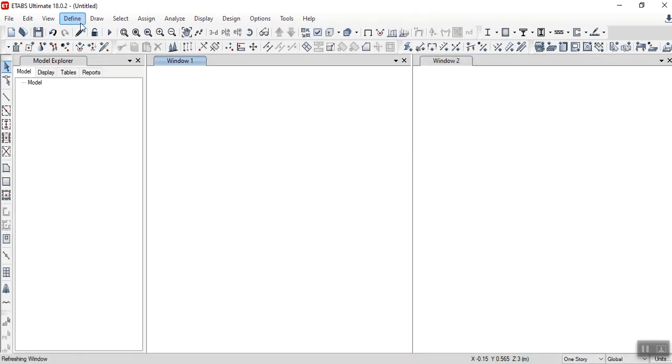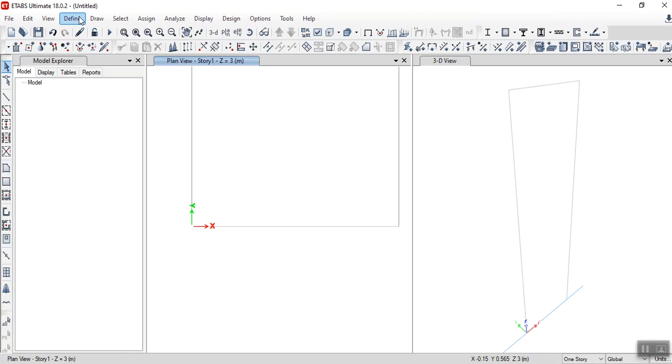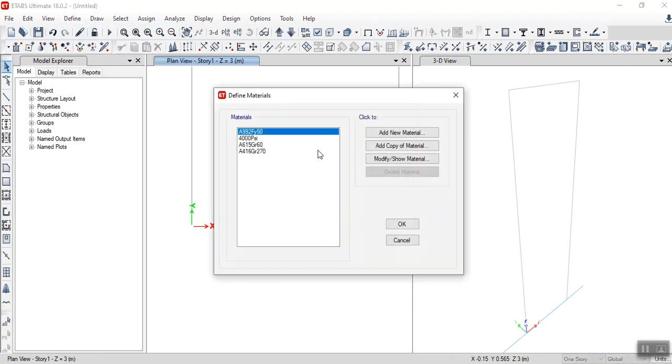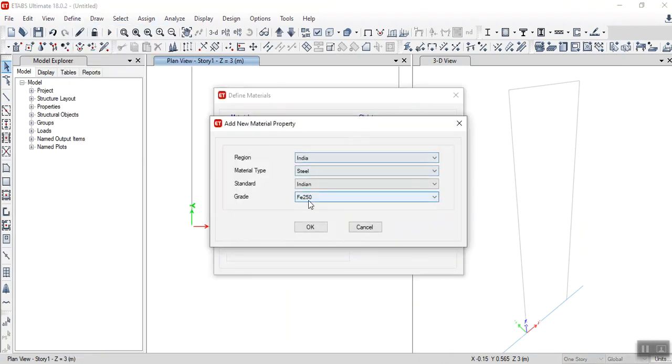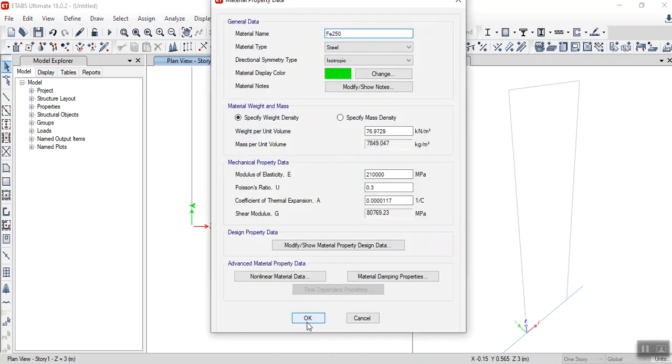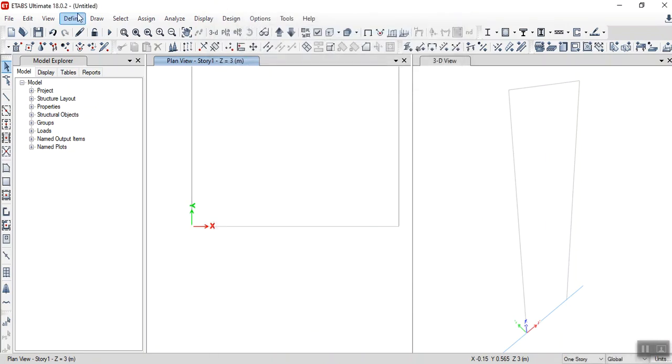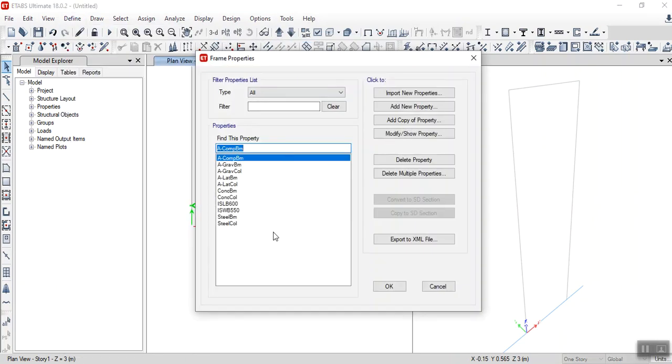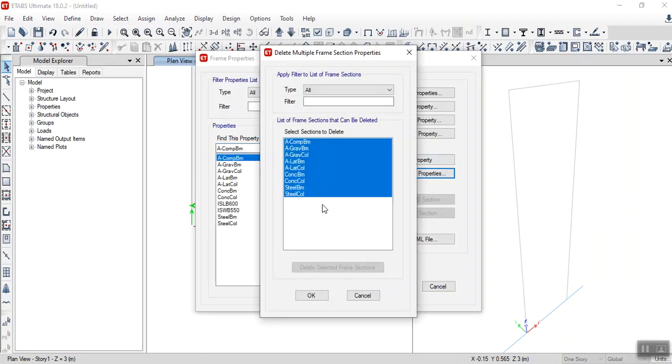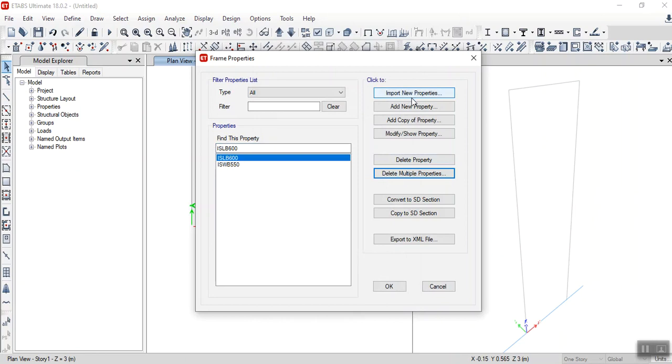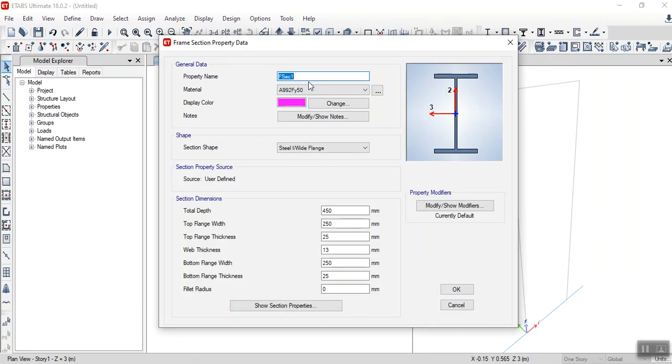Define materials, material of beam. So I will define material, add new material. I will use Fe 250 grade steel according to Indian code. I will define the section, frame, beam section. Add new property, steel. I will name it beam. Material Fe 250 as I have defined previously.